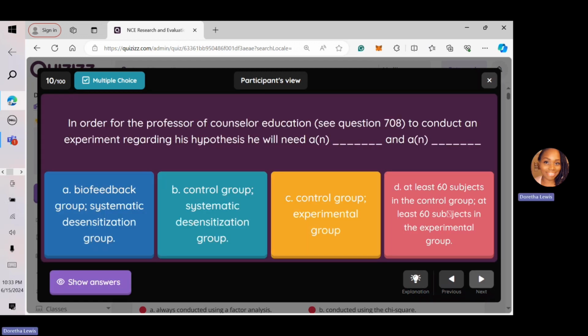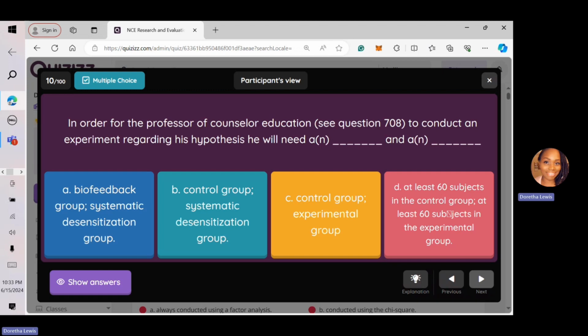In order for the professor of counselor education, and when it says D question 708, it's just question 8 because I broke the questions down to start for each chapter at one. So in order for the professor of counselor education, see question 8, to conduct an experiment regarding his hypotheses, he will need a blank and a blank.